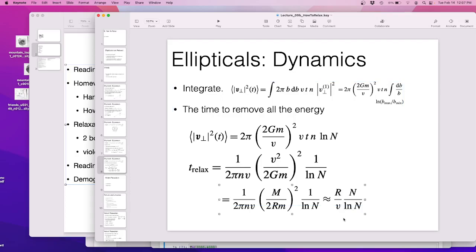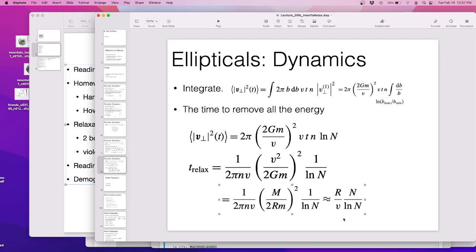So R over V, this is the crossing time. So this is how long it takes to cross the object. We do a bunch of algebra and wave our hands a bunch, and we're left with the relaxation time is equal to the size of the box over the typical velocity of a star in the box, times the number of stars over the log of the number of stars, or the crossing time times the number of stars over the log.